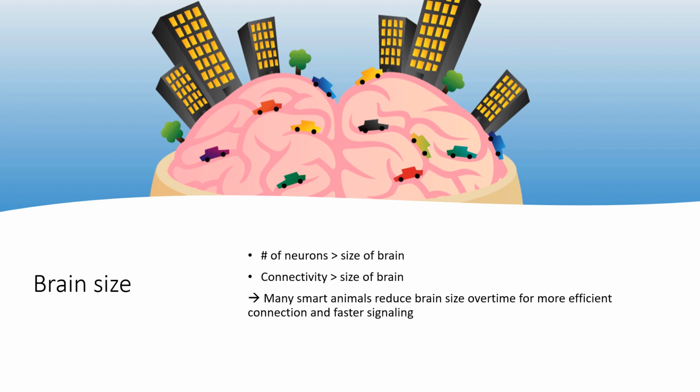So, smarter animals will actually reduce their brain size over time as to maximize the efficiency of their interconnected neural networks and mitigate the possibility of issues by decreasing how much functional network must be maintained, much like the evolution of the cell phone.